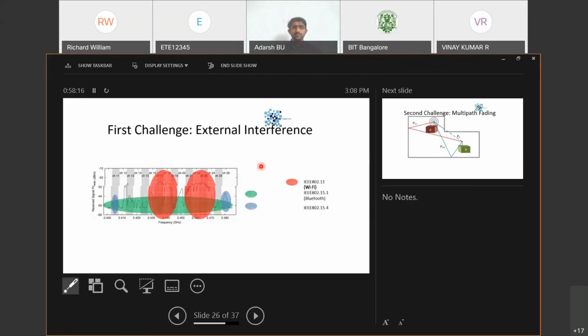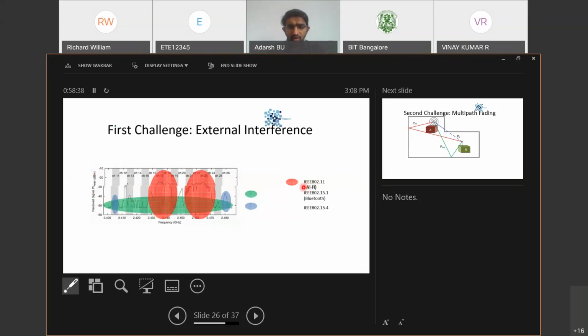Let's look into the first challenge, that is external interference. One of the slides I just modified using the web, and after downloading it, the format is showing differently due to my modification. Sorry for that. You can see here the complete frequency spectrum.